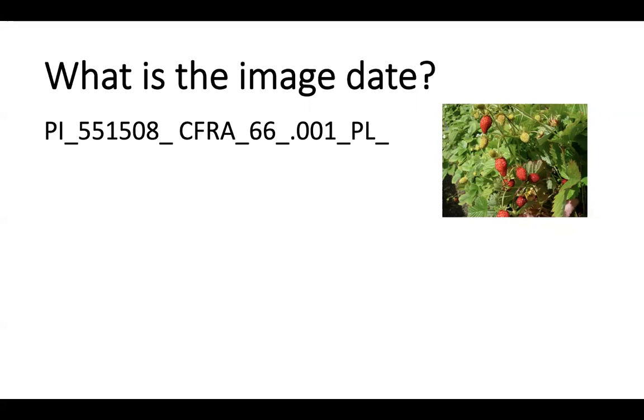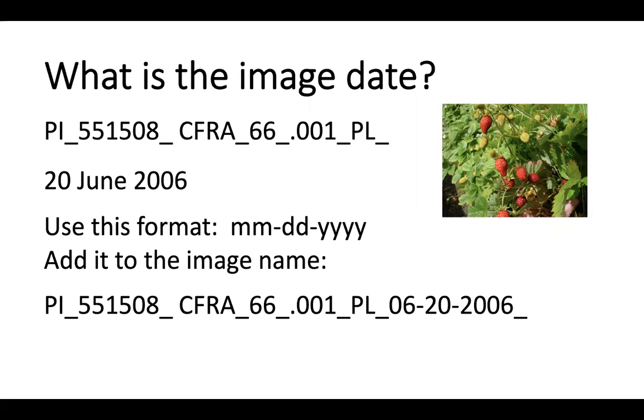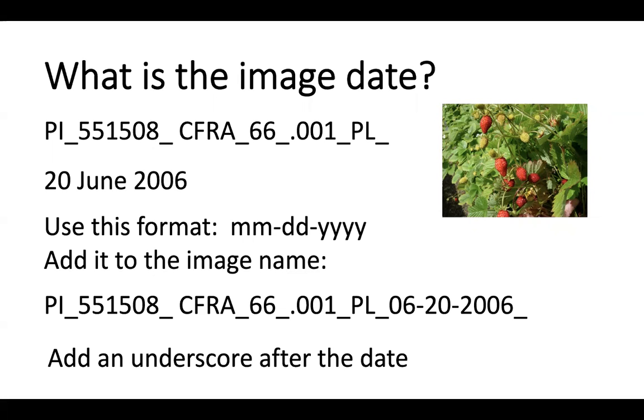Next, what is the image date? It was taken on the 20th of June, 2006, but we need to put it in the format that GRIN can read, DD, and 4 digits for the year. So we add that to the inventory name, PI 551508, CFRA 66.001 PL, and then the date. And of course, after the date, we need to add an underscore.